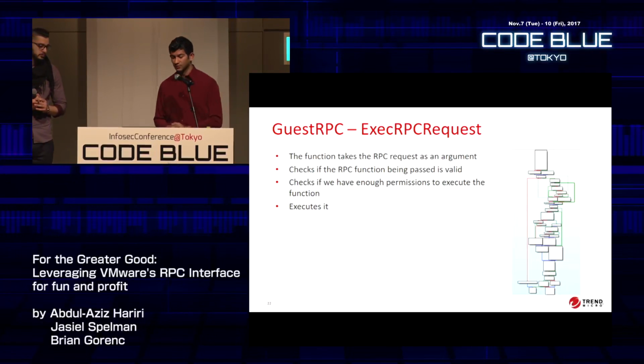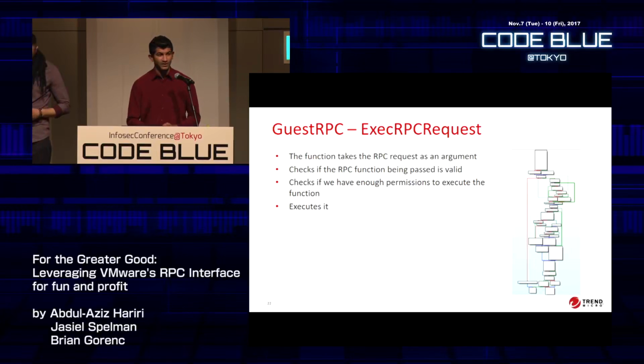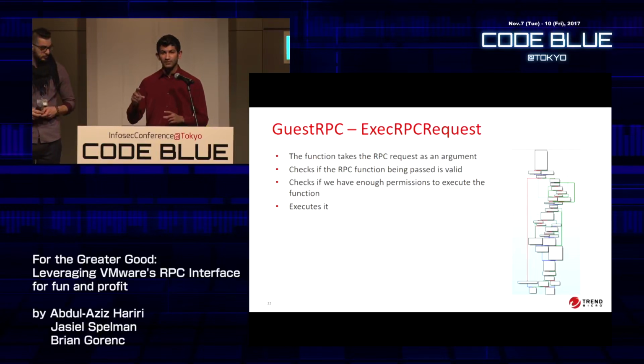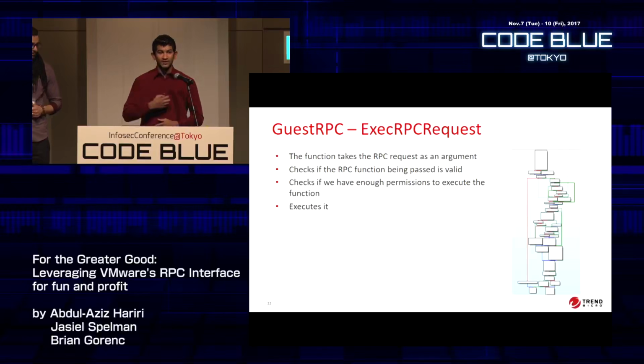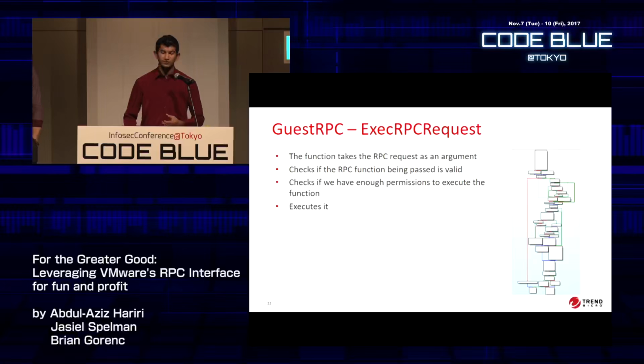This function is responsible for handling the RPC requests, and it does so by taking the request as an argument and then doing some validation, primarily by making sure that the RPC function we're requesting be invoked is actually valid, so that we're not accessing something out of bounds or anything like that. It also checks to make sure we have enough permissions to execute this function. An example being copy and paste goes through this, and if you have copy and paste disabled in your VM but it's getting a request to access the clipboard, then this is going to deny it. Assuming all the checks go through, it'll actually execute the requested function and then return the result.